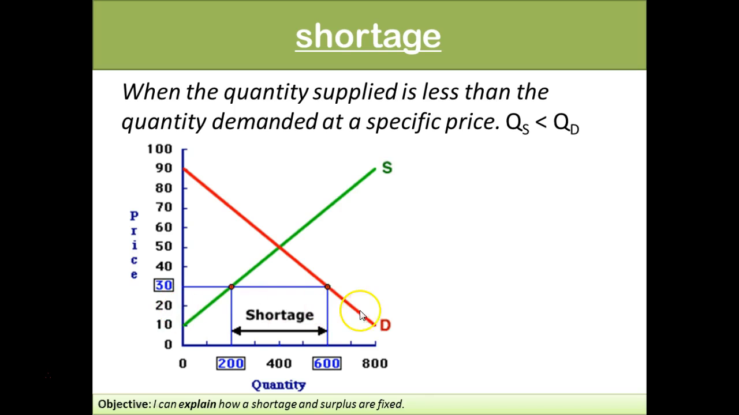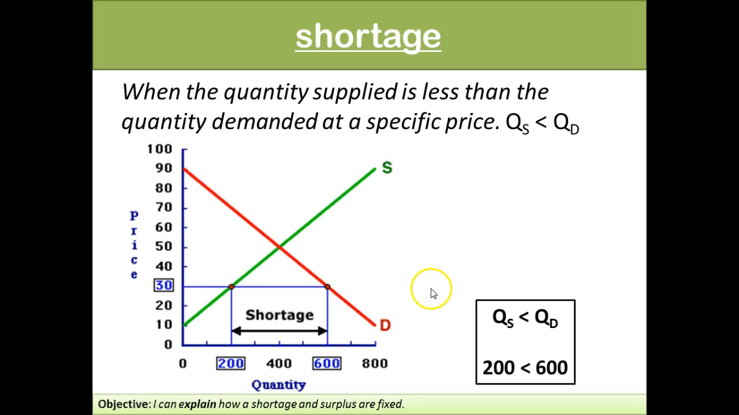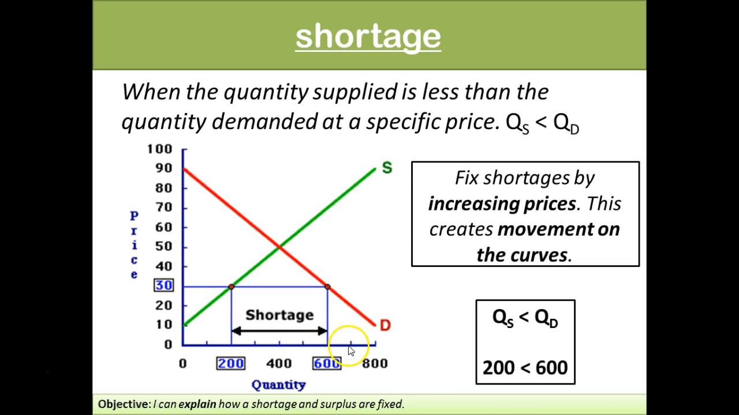Remember, at a lower price, consumers want to buy more, so there's a higher demand. But it's not always available because businesses won't make a profit at a low price, so we have a shortage. And so in this case, 200 is less than 600, and so we have an amount of 400 we're short. And we fix that by increasing prices.